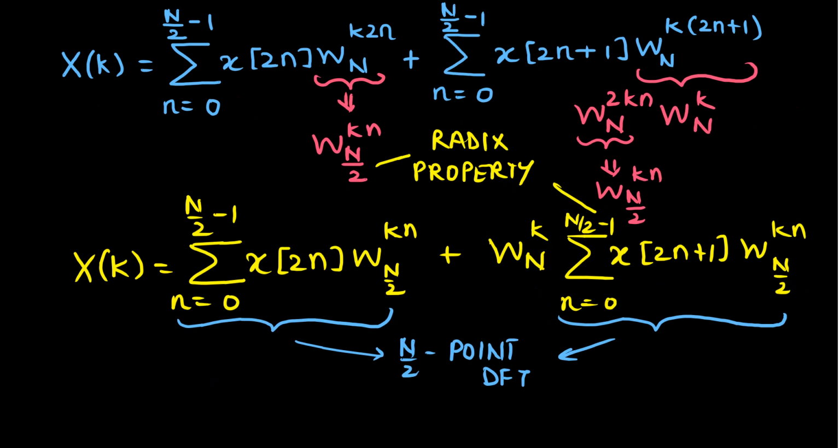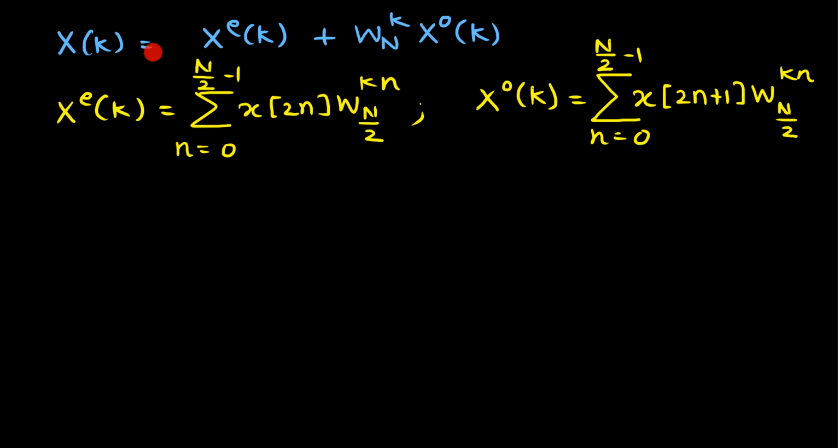So what we will do is we will just represent these two summations as x even of k, where we consider the even values of n, plus wn to the power k and x odd of k. So we have something like this: x of k is x even of k plus wn to the power k x odd of k, where this x even of k is given as summation n running from 0 to n by 2 minus 1 x of 2n wn by 2 to the power kn, and x odd of k is given as summation n running from 0 to n by 2 minus 1 x of 2n plus 1 wn by 2 to the power kn.